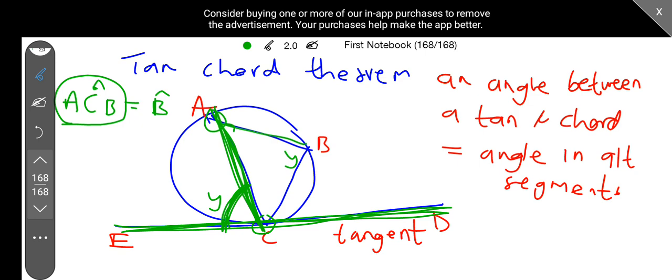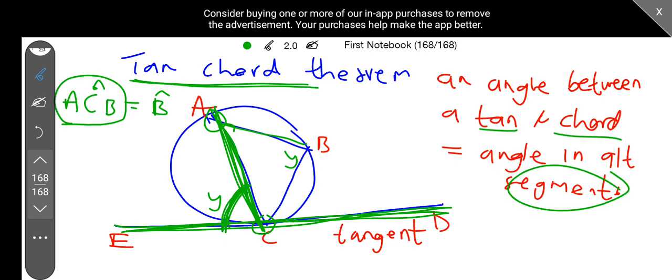So you must know that the tangent-chord theorem is termed that because it's an angle between a tangent and a chord, which is equal to the angle in the alternating segment, right? Whenever you've got an angle between a tangent and a chord, if here it is 30 degrees, you must know that the angle in the alternating segment is also 30 degrees. Similarly, if here we've got 60, here we're going to have 60. I hope it is clear.